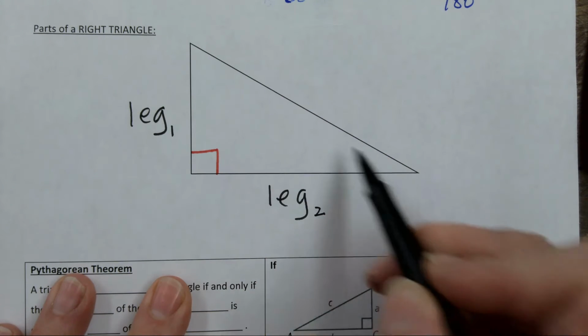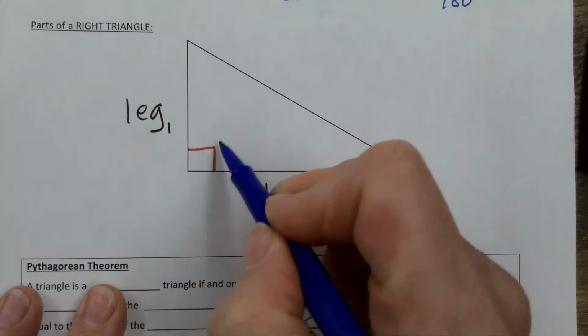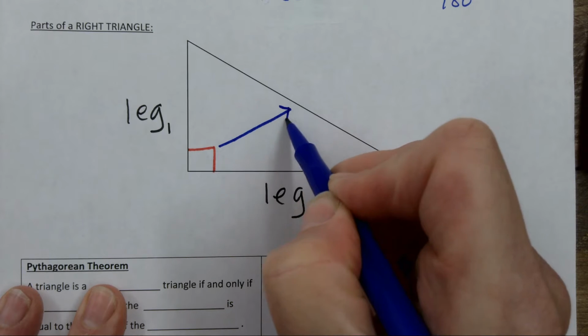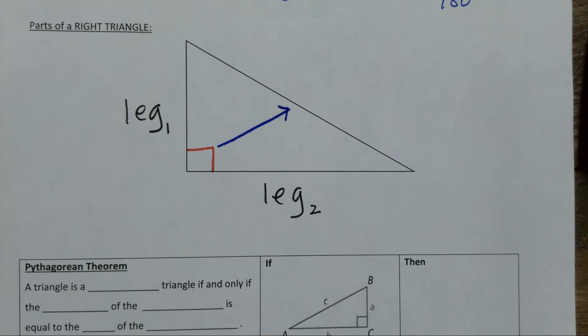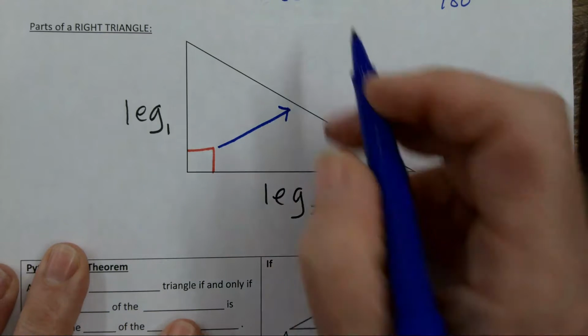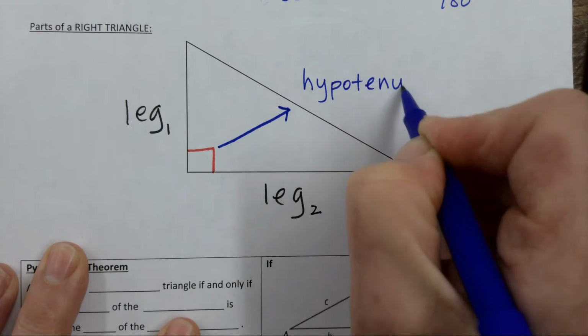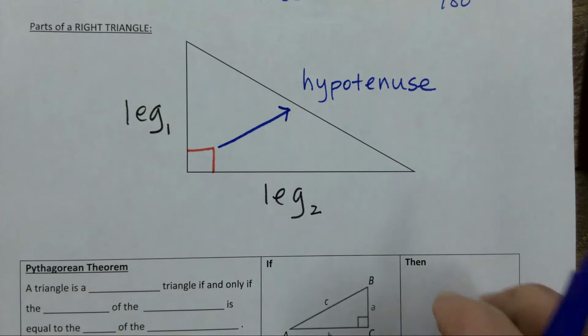The longest side, which is always across from the right angle, is called the hypotenuse. Hypotenuse, hypotenuse.